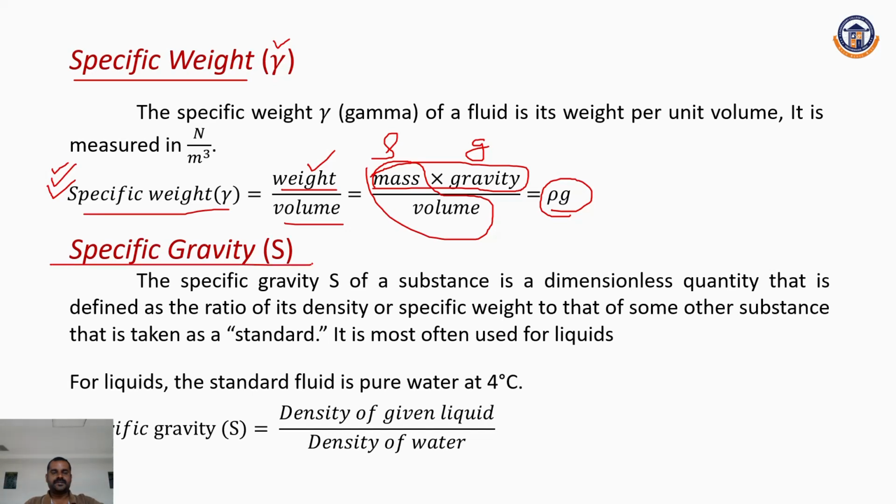Then specific gravity. Specific gravity is a dimensionless number, where we take the ratio of the density of a given liquid to the standard liquid. For liquids we take water as the standard liquid. For gases we take air as the standard gas, right? So it is nothing but the ratio of two densities. We compare the density of the given liquid with a standard liquid. So specific gravity is nothing but the ratio of densities.